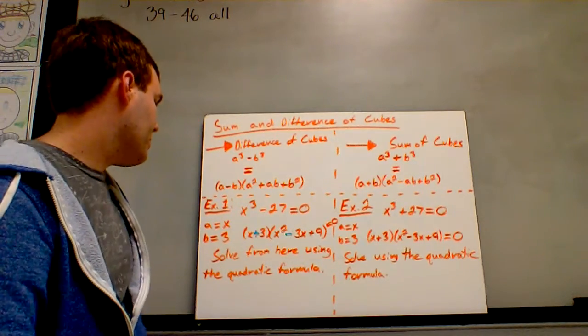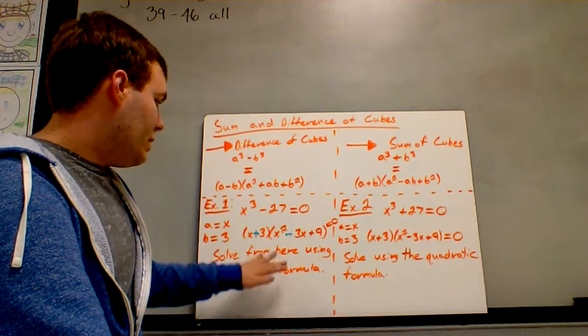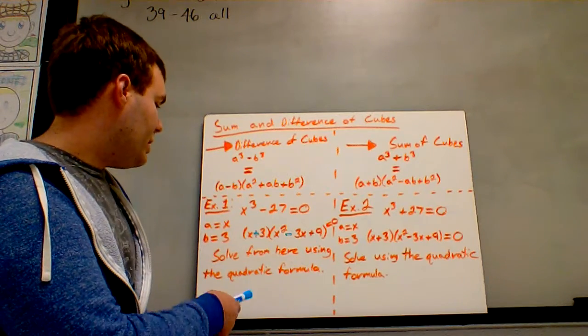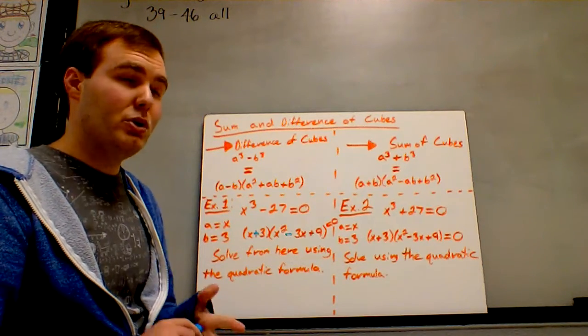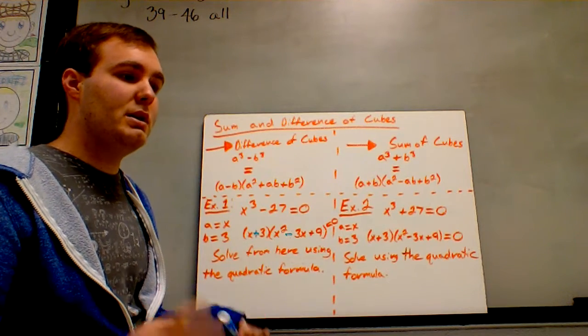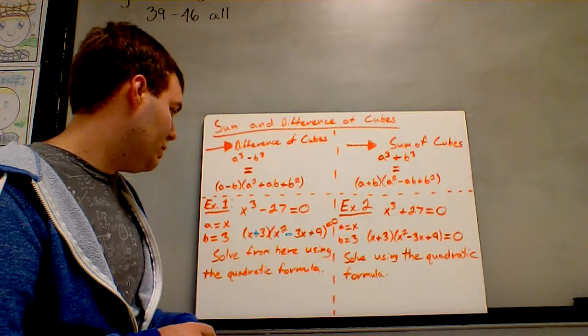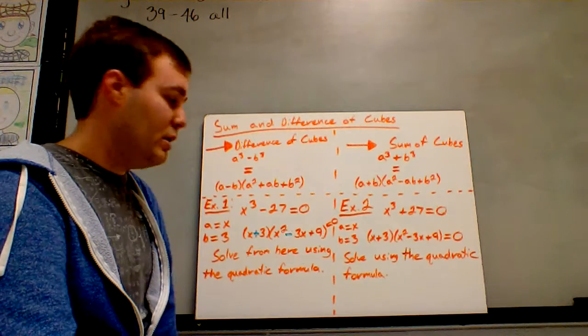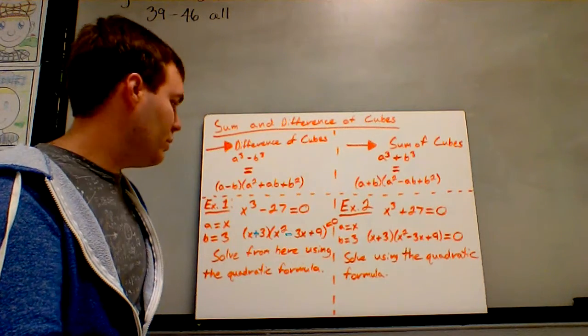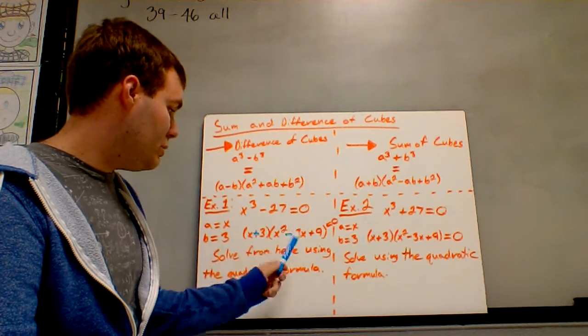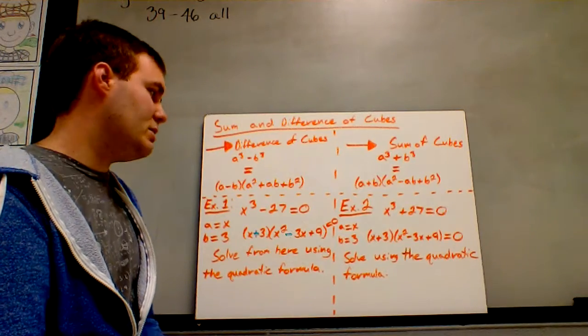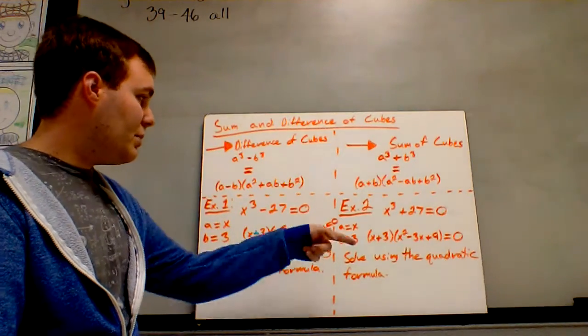There you go. And then what I said to do here was solve from here using the quadratic formula. If you tried to use the tic-tac-toe method, what you're going to run into is complex roots, and we can't have those. So that's why we had to solve it using the quadratic formula. It'll be a lot easier that way. And then the same thing over here.